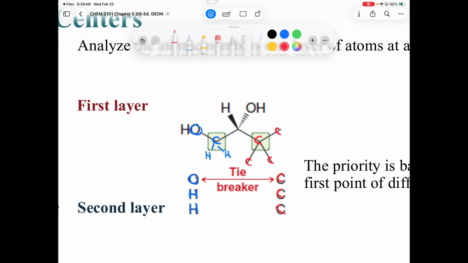So you can see an oxygen beats out a carbon, right? I'll give you guys a second to assign the chirality to this one too, and I won't number it.